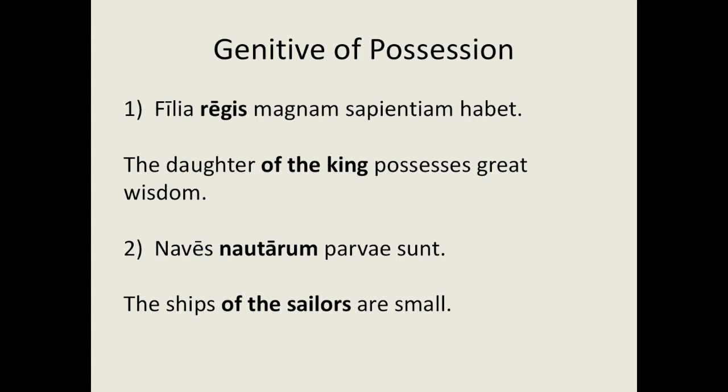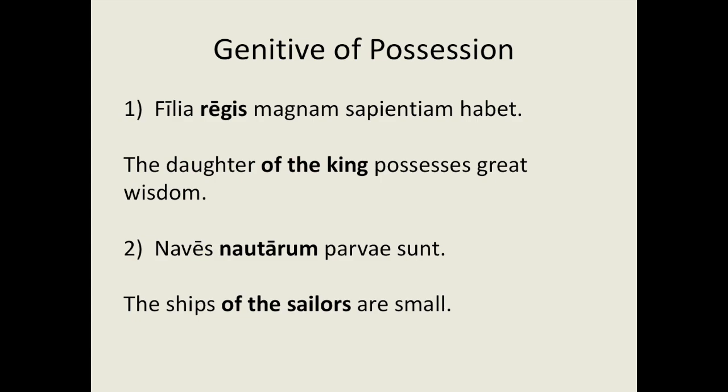Let's examine the first sentence. The daughter of the king possesses great wisdom. Who is the possessor? We have two possessors, the king, who has a daughter, and the daughter who possesses great wisdom. The daughter's possession of great wisdom is marked with the verb habet. The relationship between the king and his daughter is marked with the genitive of possession.